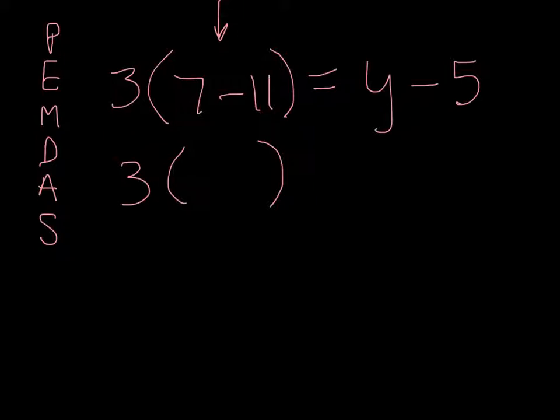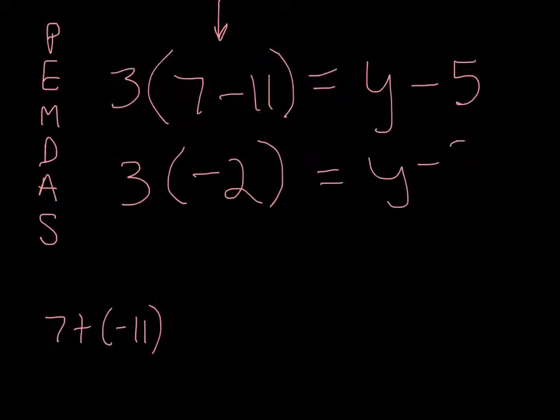So think of that as 7 plus a -11. You should get -2 if you need to do the math on the side. 7 plus a -11, because we're going to change the sign so that you can see it. Okay. So then we've combined what's in the parentheses.